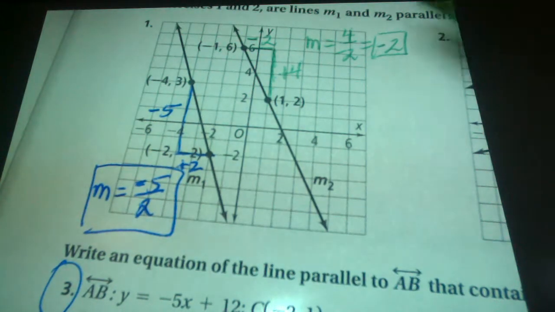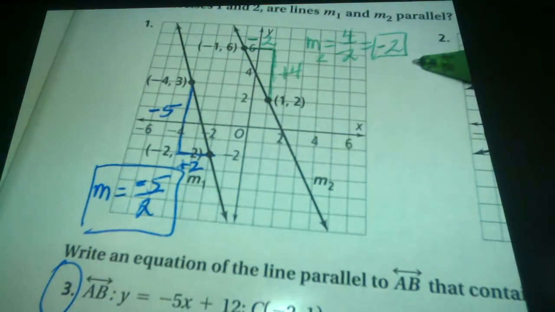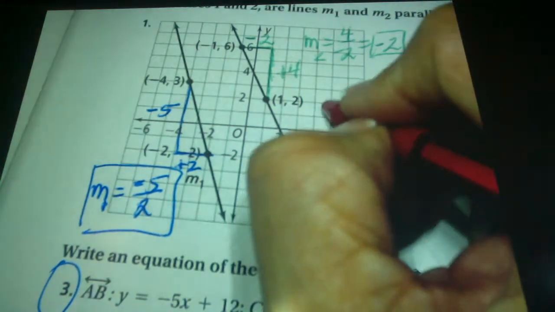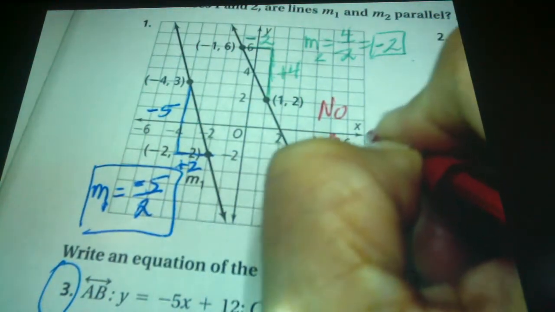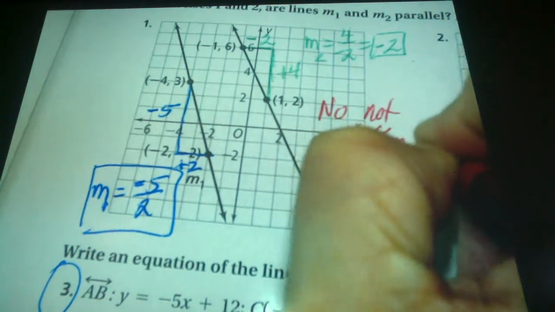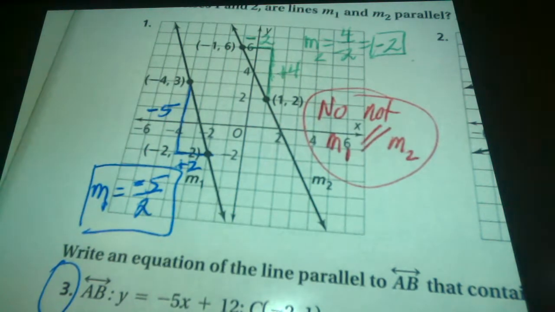The slope of line M sub 2 is negative 2, and the slope of line M sub 1 turns out to be negative 5/2, so they're definitely not the same. So your answer is no. M sub 1 is, I guess we could say, not parallel to M sub 2. So that's easy to tell.